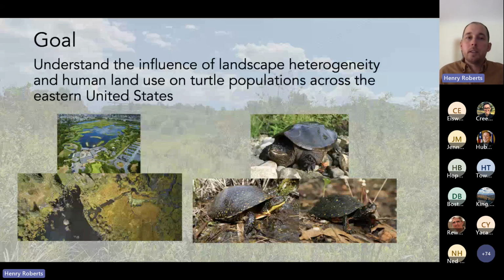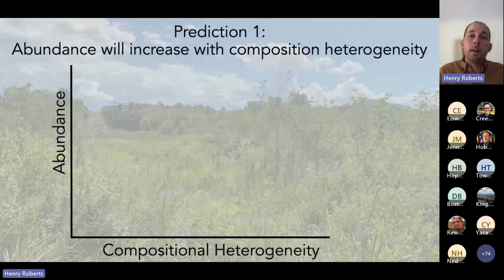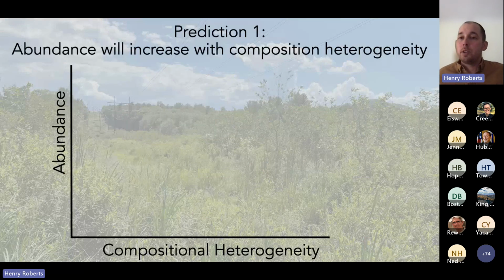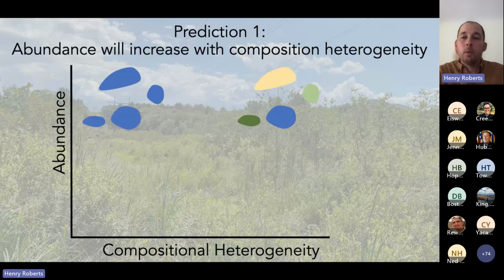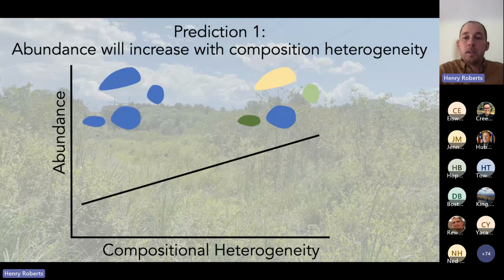So we had 2 main predictions. The first was that overall abundance would increase with compositional heterogeneity. So in this case, as the number of different wetlands, or wetland diversity, increased, we expected that regardless of species, abundance would increase as well, because we thought that there would generally be a benefit to having a variety of different resources for a number of different reasons. But this is a well-founded theory within broader landscape ecology research.